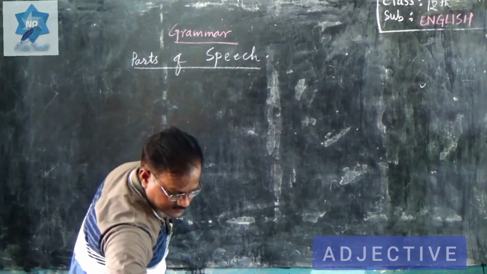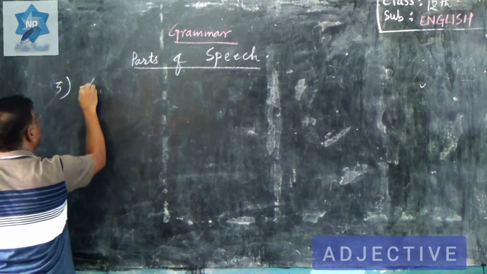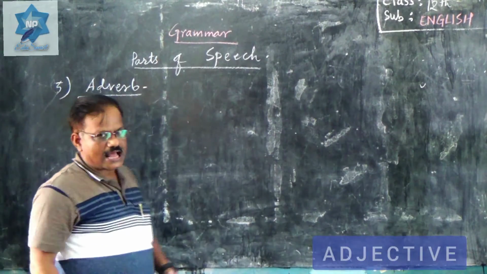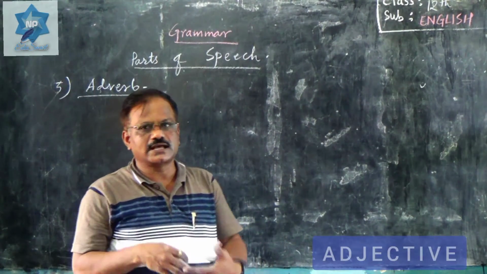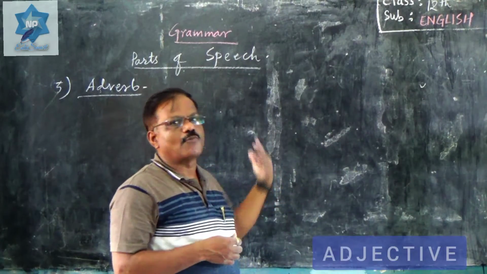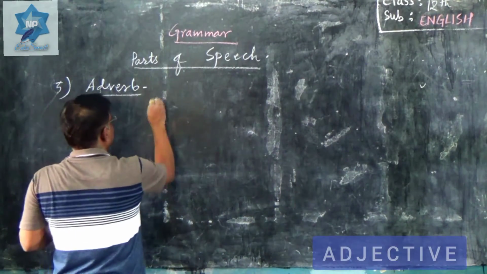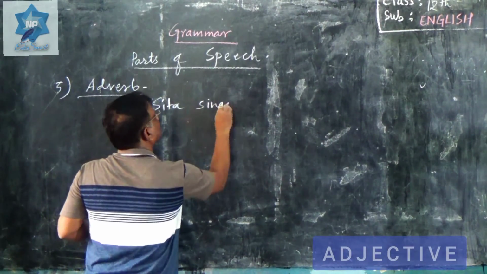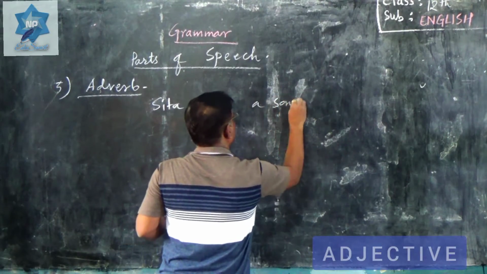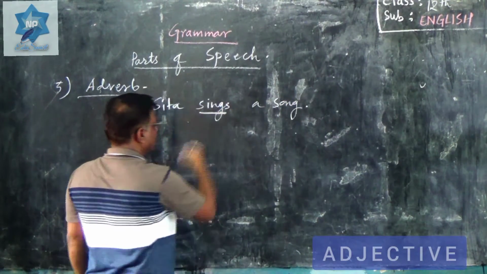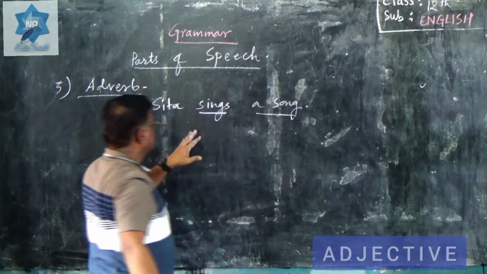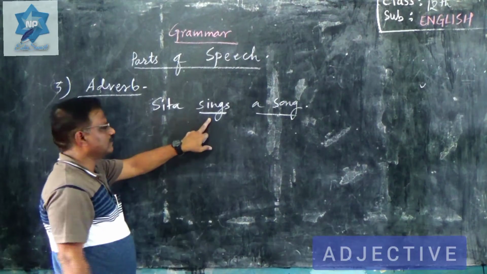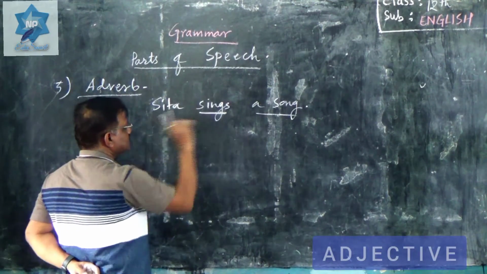Another part of speech, the fifth one, is an adverb. As we have learned about the adjective, which modifies a noun, an adverb modifies a verb. For example, Sita sings a song. In this sentence, you will see sings is the verb and a song is a noun. Now, what is an adverb? An adverb modifies a verb or gives more information about a verb. So, in this sentence, there is no adverb.